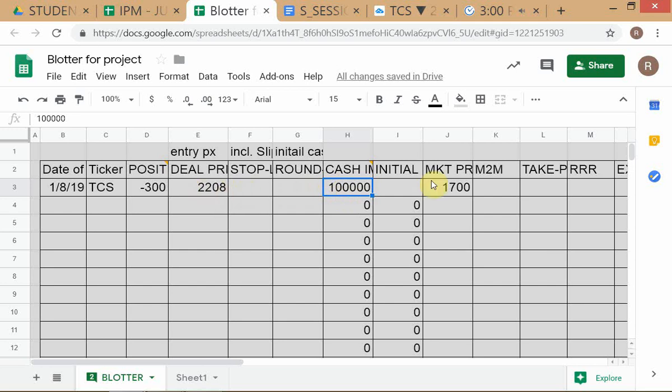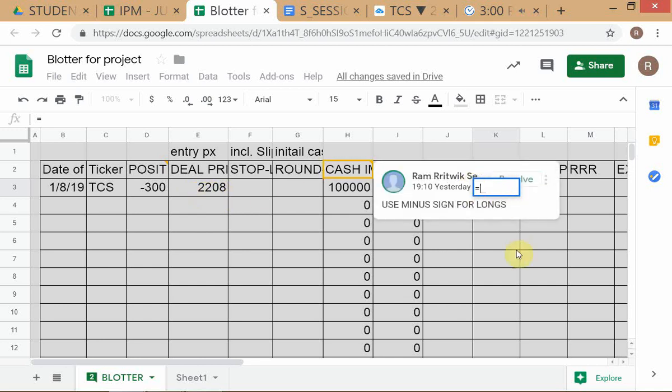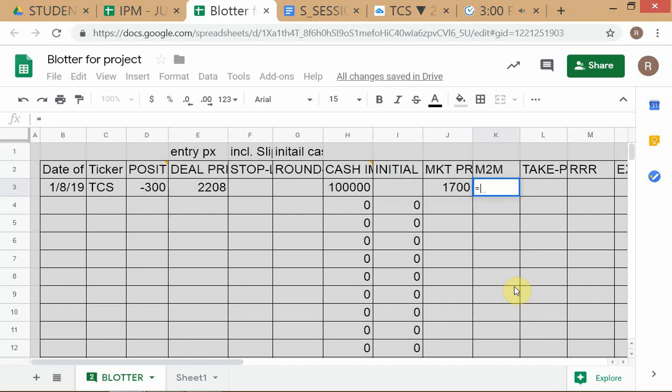And then what was I saying? Yeah, so the M2M will be the same 2200, the 300 shares, which you had gone short at 2200, but now you have to reflect the profit that exists on those shares, based on the current market price and the entry price. So this profit, gained by the difference between the 2200 and the 1700, will have to be shown in the M2M. This is basically like your unrealized P&L.